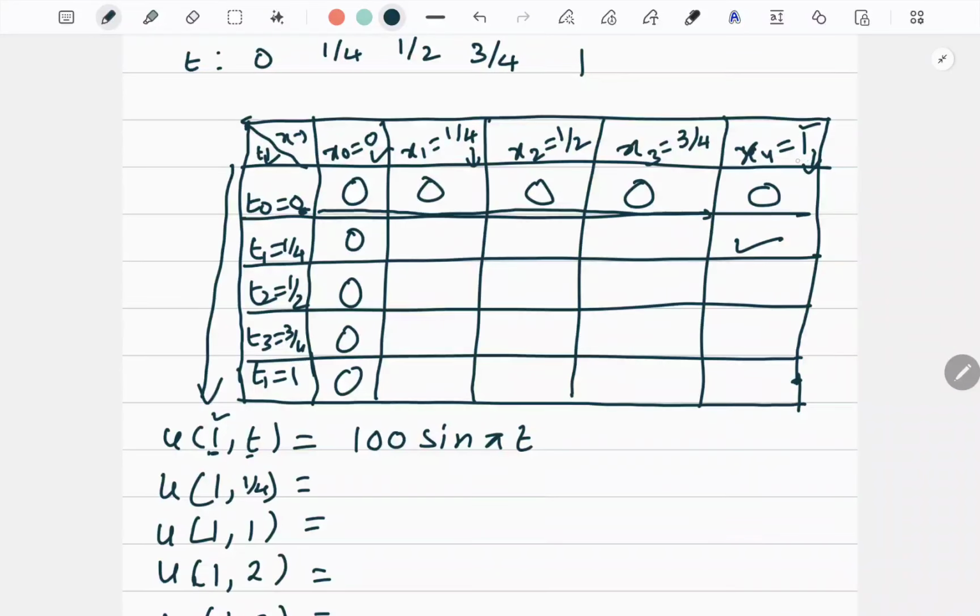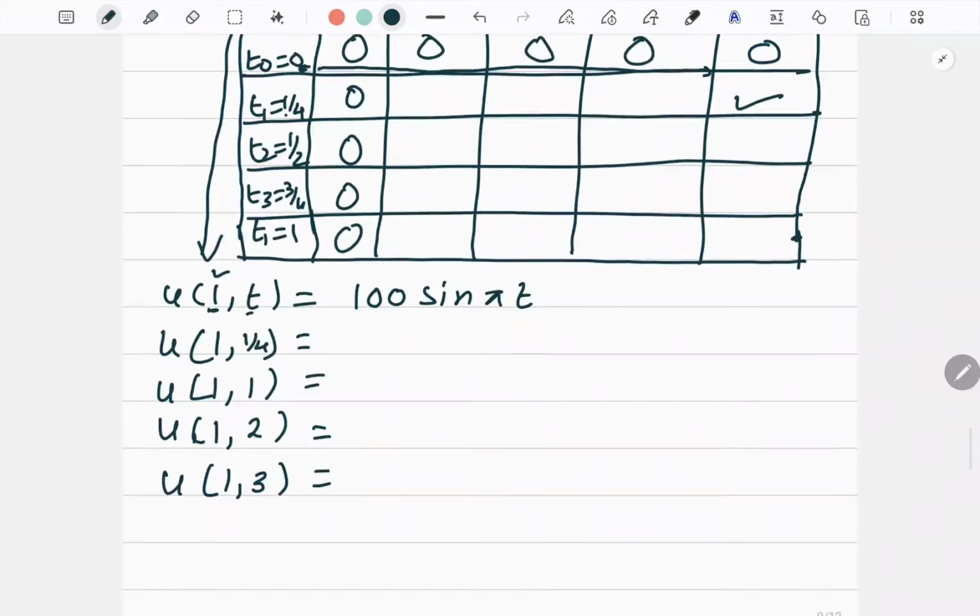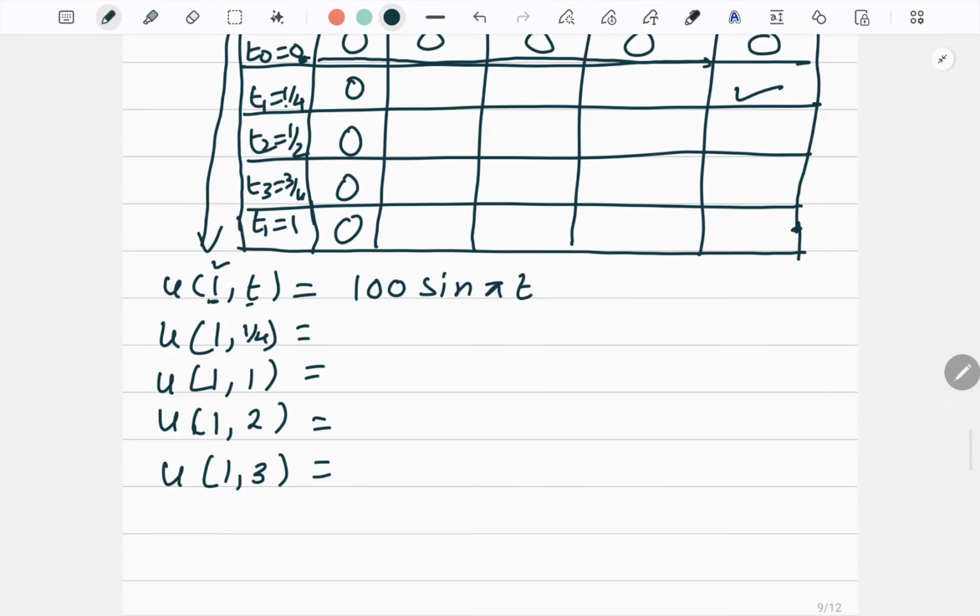This box is what? (1, 1/4). So now when I am writing this, this will be 1/2, and this will be 3/4, and this will be 1. Now here, 100 sin(πt), what is t? 1/4. So sin(π/4).